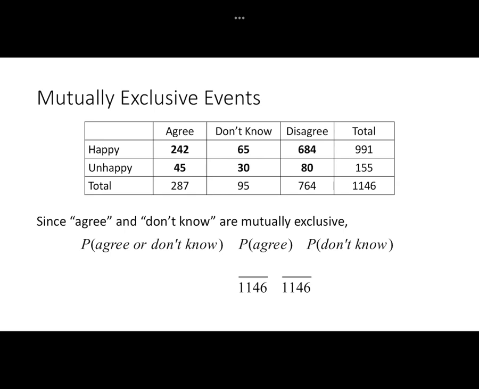Here's the example that we saw before. What's the probability that someone agrees or doesn't know? Well, since those two events are mutually exclusive, I can just add the probabilities that someone agrees plus the probability someone doesn't know. The probability of agreeing was 287 over 1146, and the probability that you don't know is 95 over 1146. And if I add those together and divide by 1146, I get 0.3 repeating, which is what we got before.